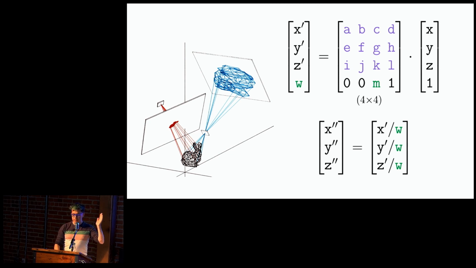So that's the perspective projection matrix. This is the form it's going to take. I didn't explain how to get to it because it's actually quite complicated.